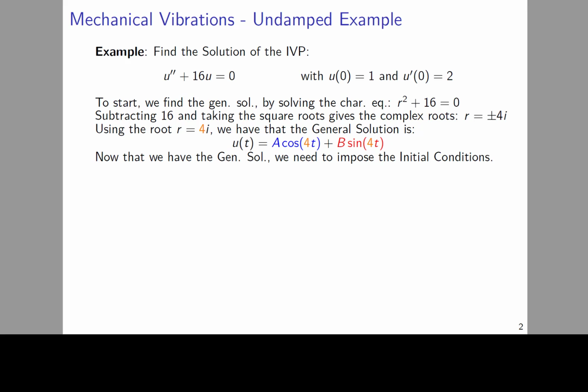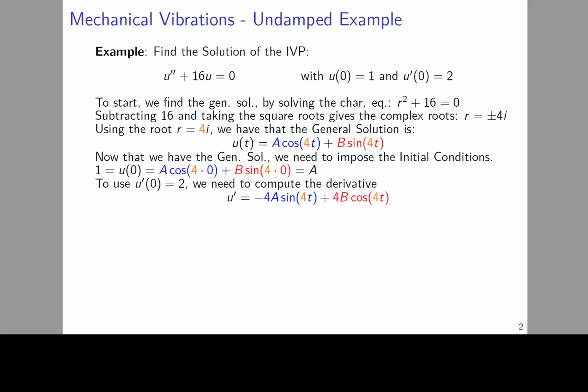And now that we have the general solution, we need to impose the initial conditions to find the solution to the initial value problem. Using that u of 0 equals 1, and on the other hand, evaluating our function u at 0, giving a times cosine of 4 times 0 plus b times sine of 4 times 0, which reduces to just a, since cosine of 0 is 1 and sine of 0 is 0, we get that a equals 1.